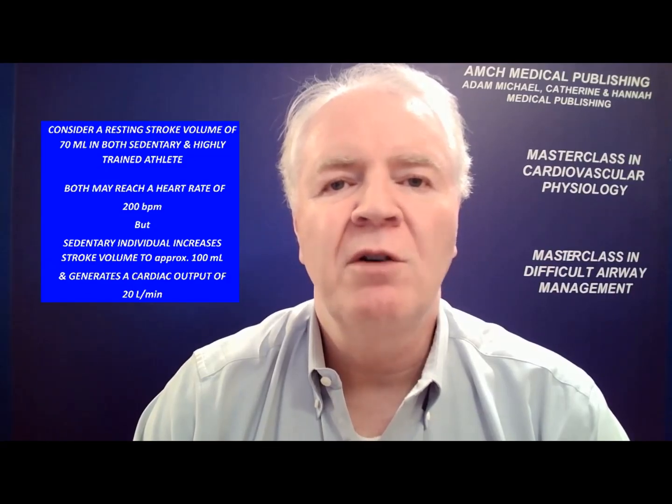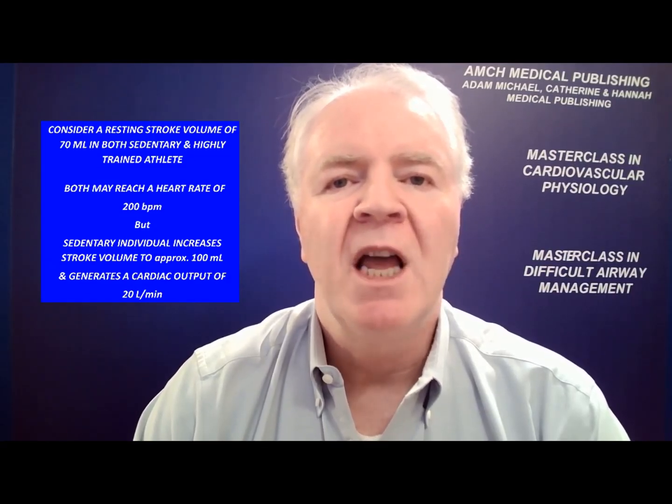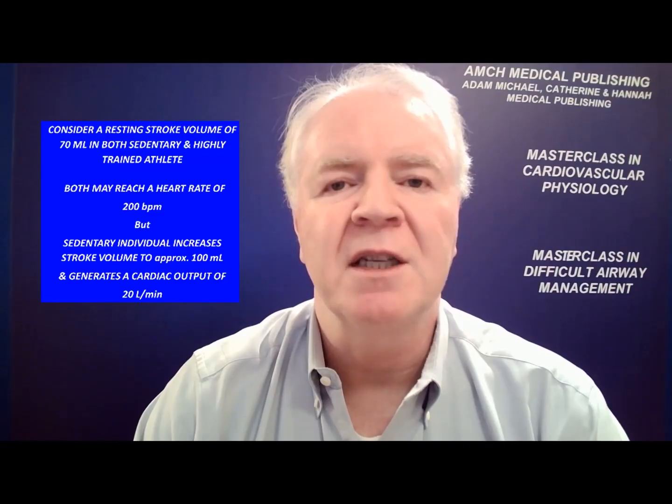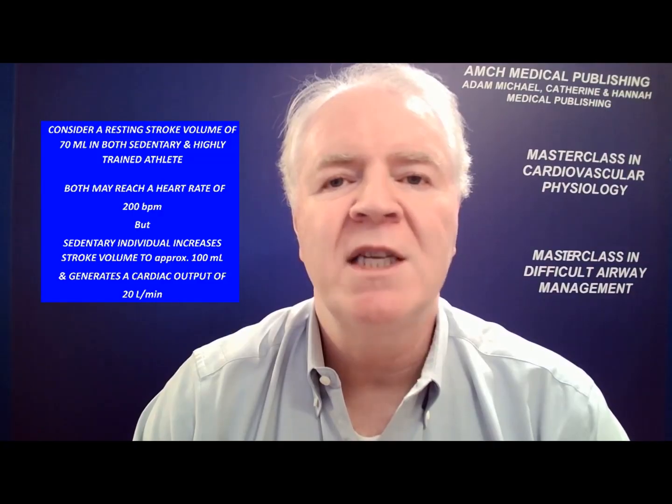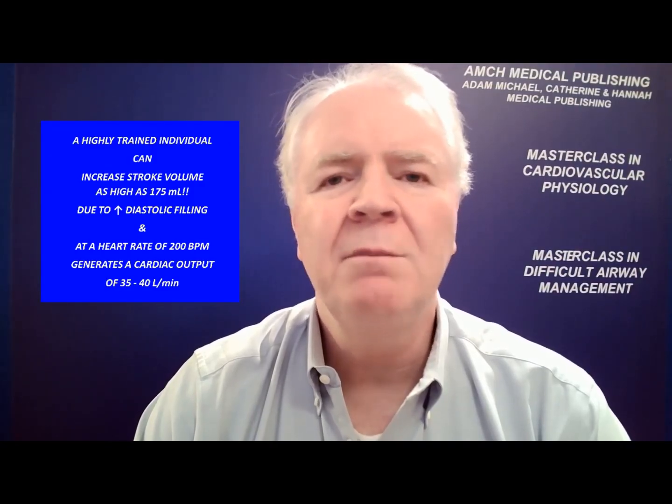Consider a resting stroke volume of 70 ml in both the sedentary and the highly trained athlete. Both may reach a heart rate of 200 beats per minute, but the sedentary individual increases stroke volume to approximately 100 ml and generates a cardiac output of 20 liters per minute. A highly trained individual can increase their stroke volume as high as an unbelievable 175 ml, and at a heart rate of 200 beats per minute, this can generate a cardiac output of 35 liters per minute.